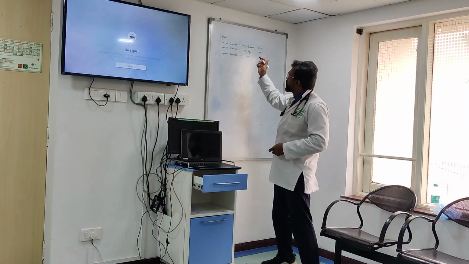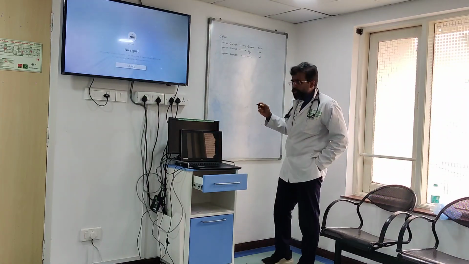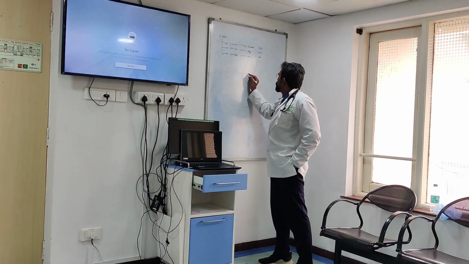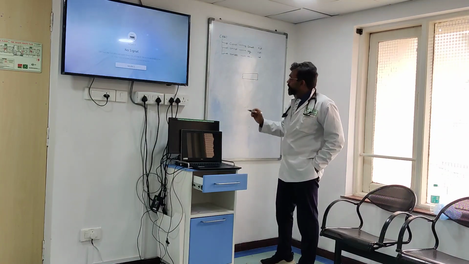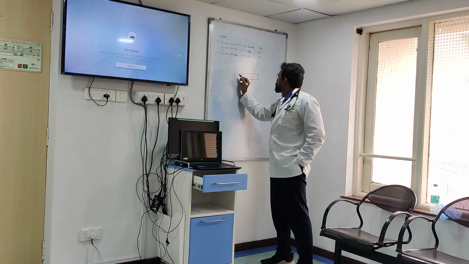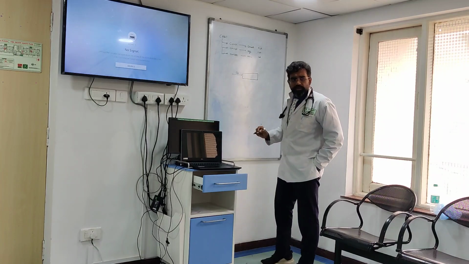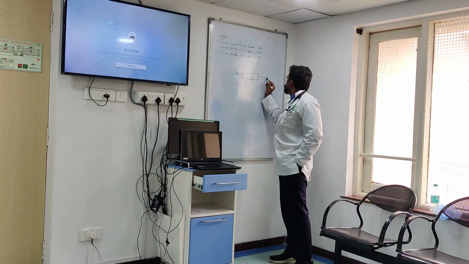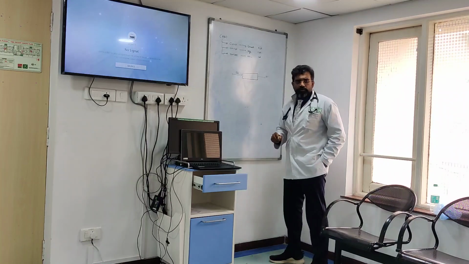Now let me take the example of the first case. Let's take CVVH. So I am just drawing your filter here. This is a filter. I am putting blood from here. That's QB. I am taking blood out from here. That is QB dash.